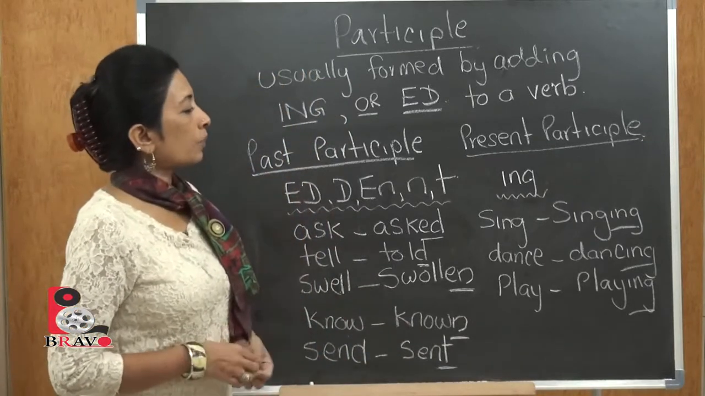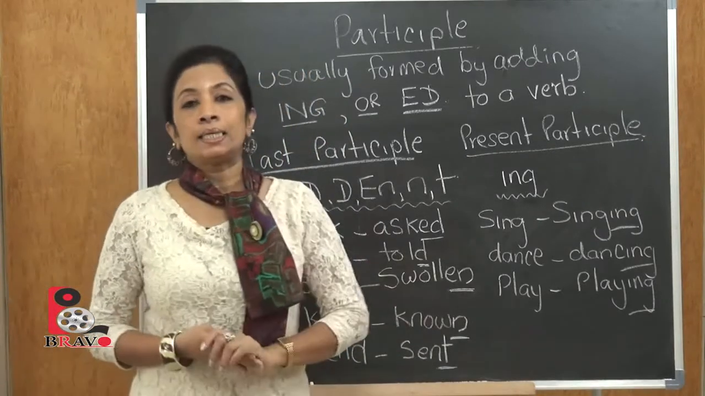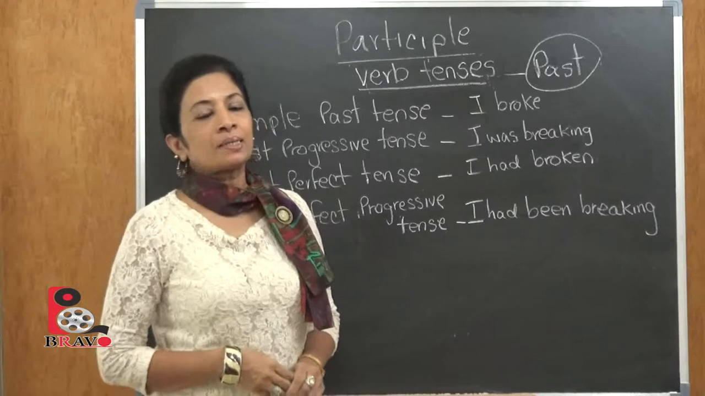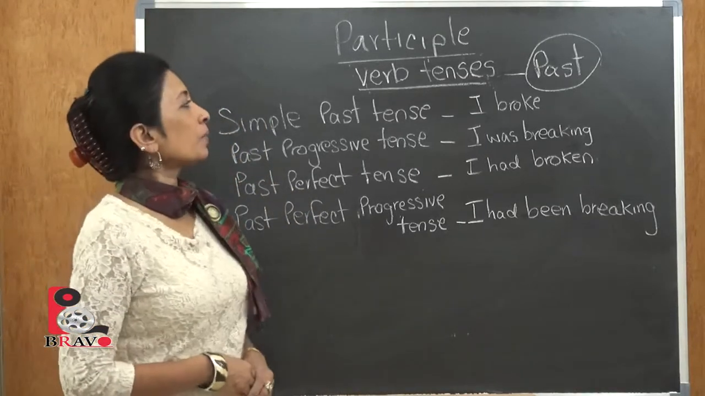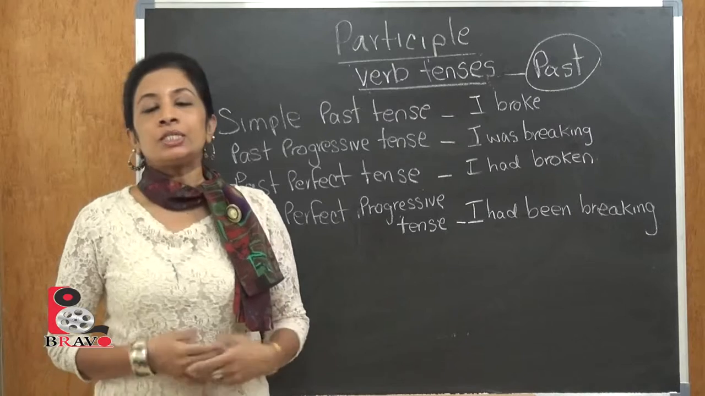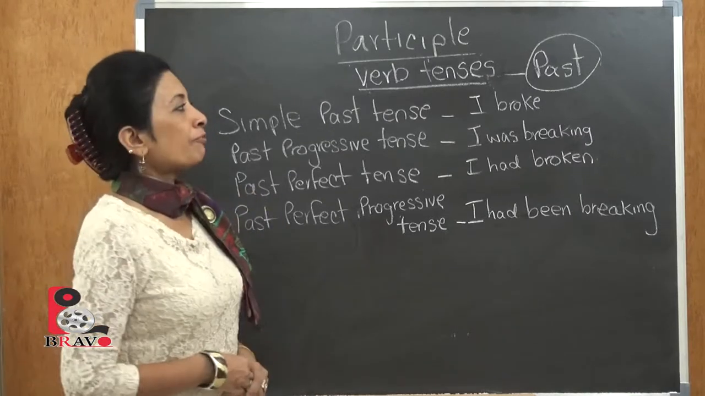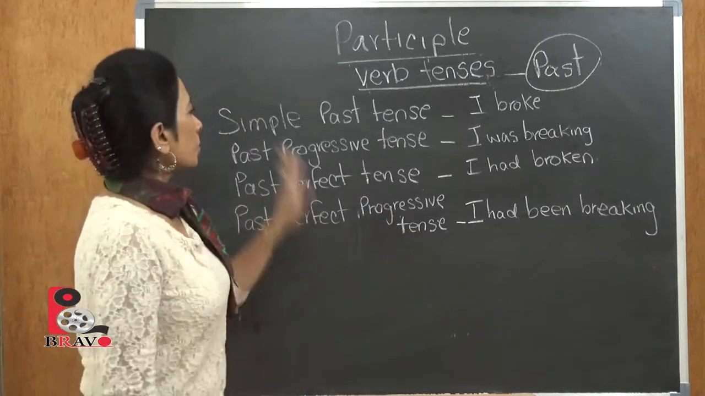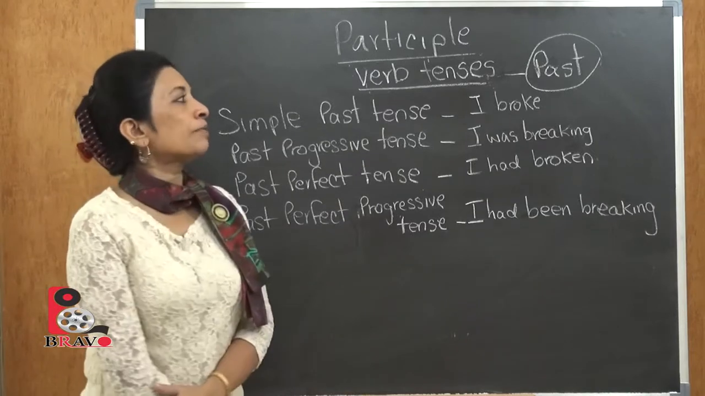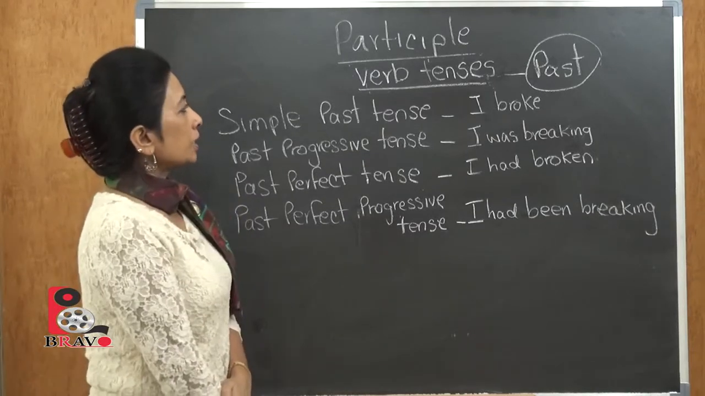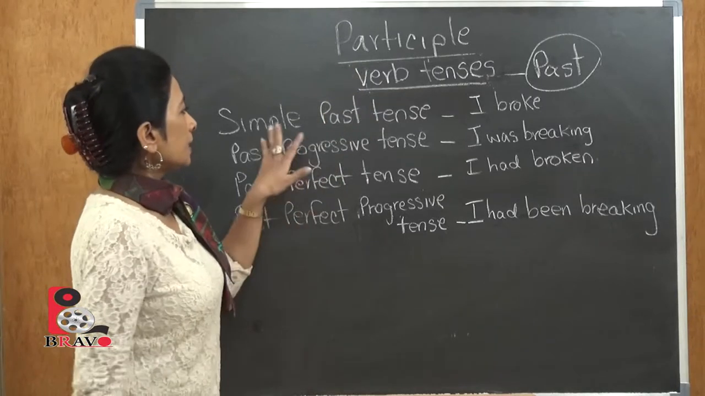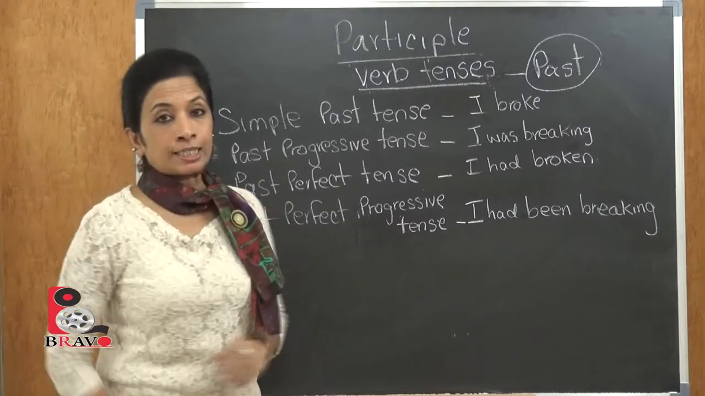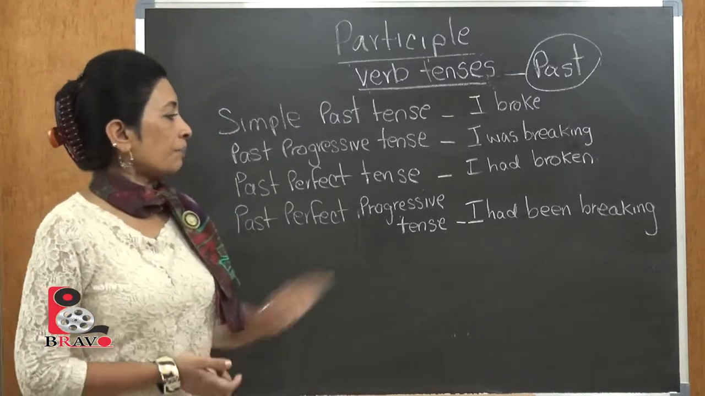Now we're going to look at some more examples of how the tense plays a big role here in changing the sentence. We looked at past participle and present participle. Now we are going to look at how the verb changes according to the tense of past, present and future. So let's take the past tense first. It has four subdivisions of how the past tense changes according to the participle section: simple past tense, past progressive tense, past perfect tense and past perfect progressive tense.